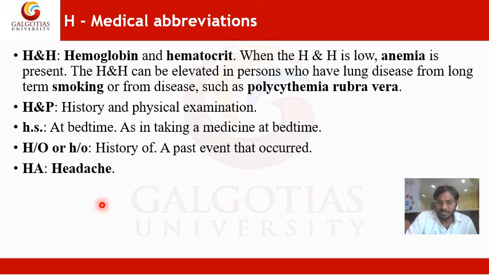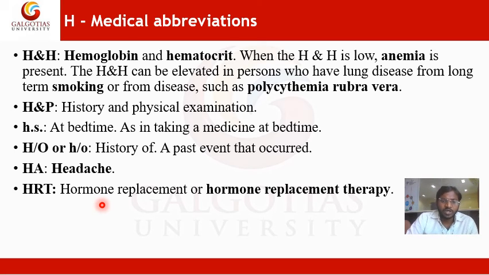Next one, HA, headache. Simply headache, like the complete head is in pain. Next one, HRT, hormone replacement therapy. It means some people have a thyroid abnormality or follicular stimulating hormone abnormality. At that time we provide medicine based upon the concentration present in the blood. We give a particular dose, 5 mg, 10 mg, 20 mg, like that. The drug concentration will be increased based upon the patient's concentration values. Next, HTN, hypertension, high blood pressure.